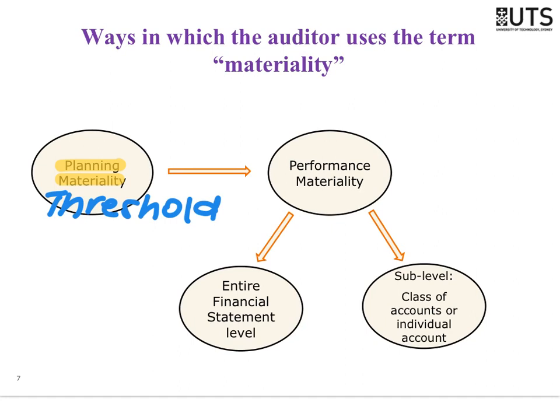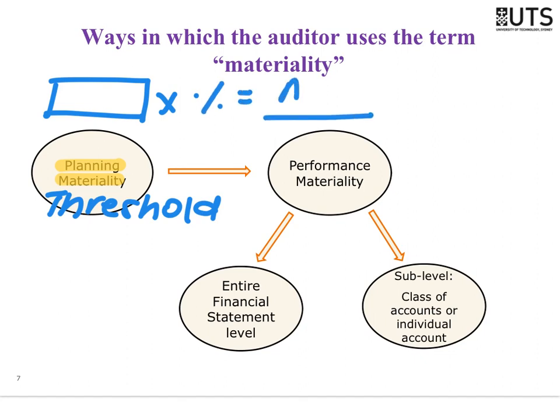The way that we determine this number is we pick a certain base, a base account. So that base account could be, for example, sales revenue. And we multiply that with a particular percentage. The result of this calculation is our materiality threshold. It's what I'm referring to down here. Now, let me just give you an example so you can have a bit more context. Say that we're using the base of sales revenue and the sales revenue is $10,000. We then apply a percentage. So say we apply a percentage of 20%.